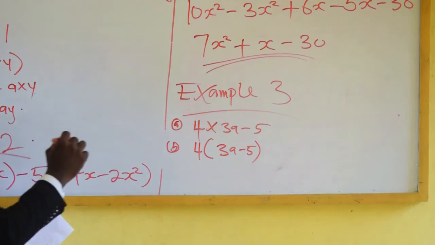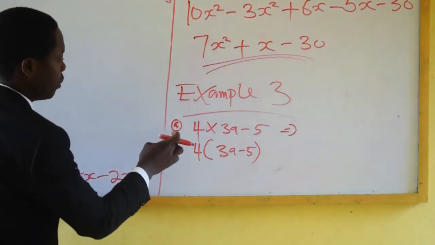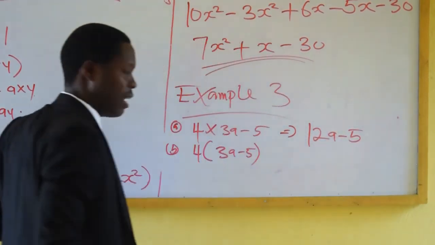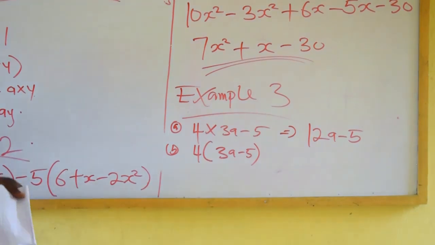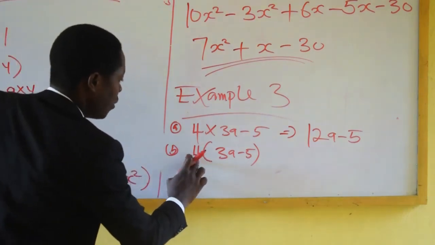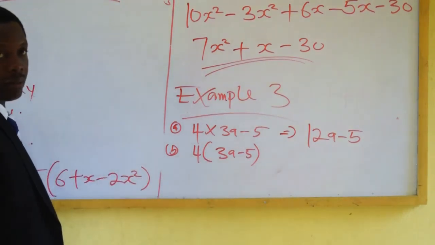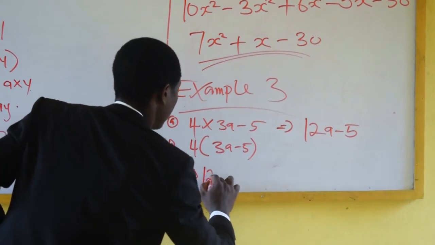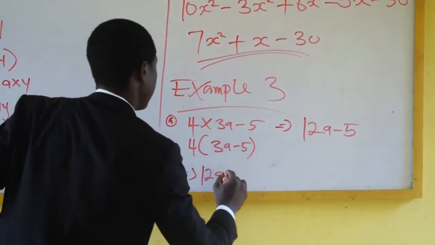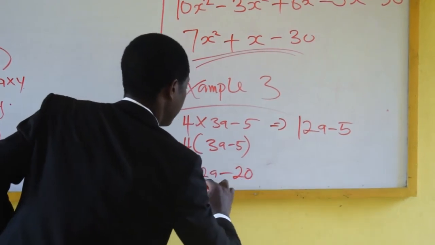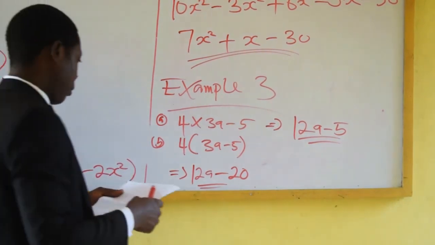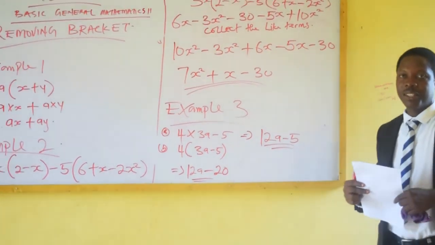For example, the first one will give you 4 times 3, 12a minus 5. That's the answer. Is that okay? Why? There is no bracket. You just solve it out like that. But here, you have to multiply this 4 by each of the items in the bracket. Good. So this will give you 4 times 3, that's 12a. Then 4 times negative 5, that's negative 20. As you see, the answers are different because of the introduction of the bracket. Is that okay? Good.